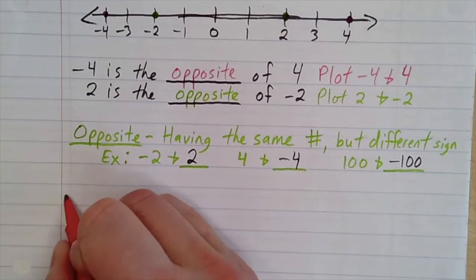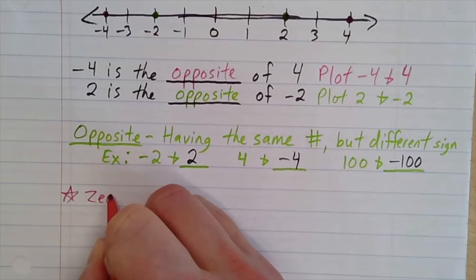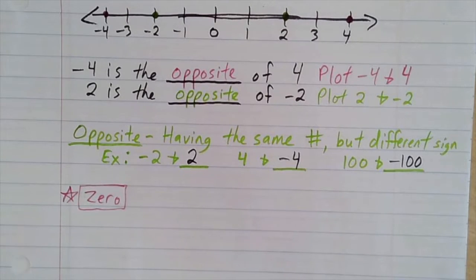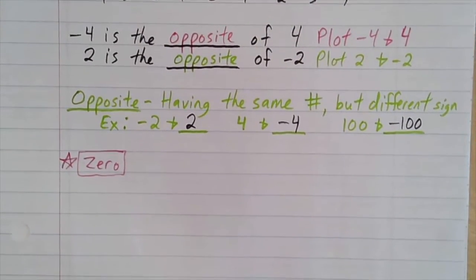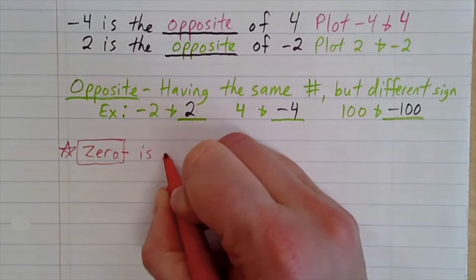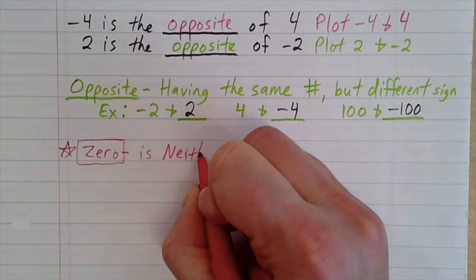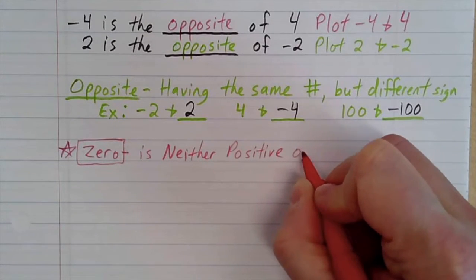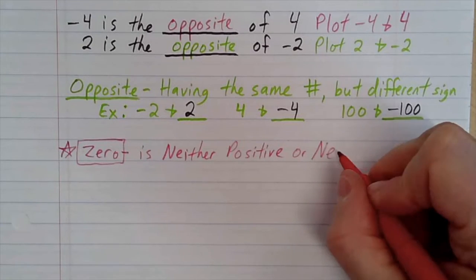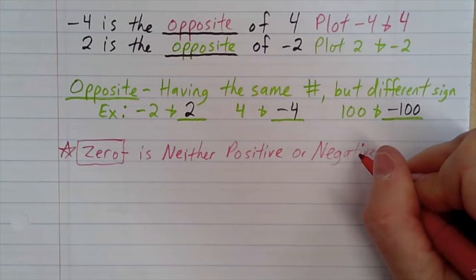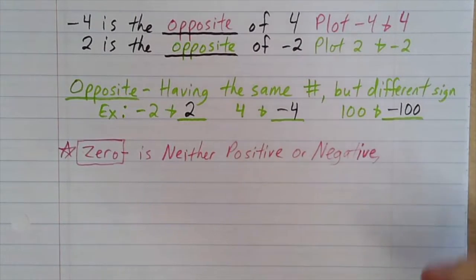Important thing to put in our notes here, 0. A lot of people want to know what is the opposite of 0. It is 0. It is its own opposite. There is nothing else to it. So since 0 is neither positive or negative, it's not positive or negative. It is its own opposite.